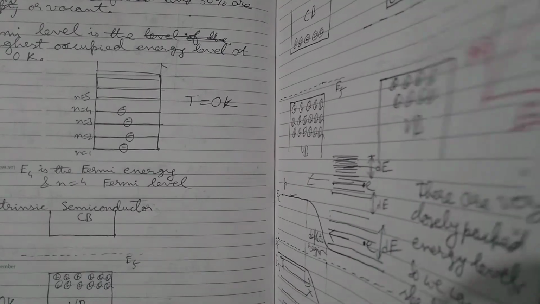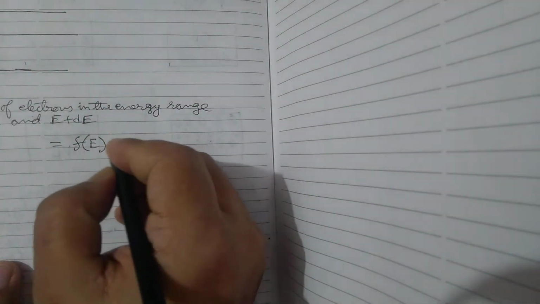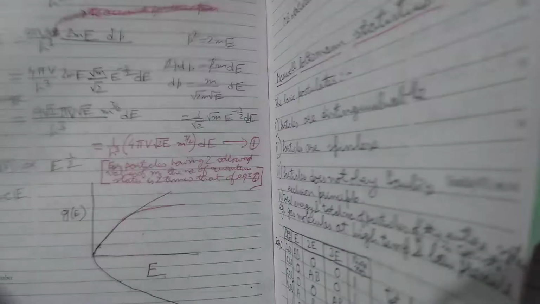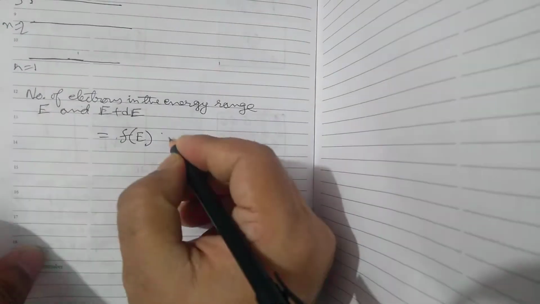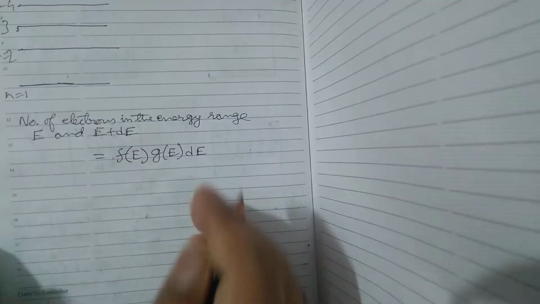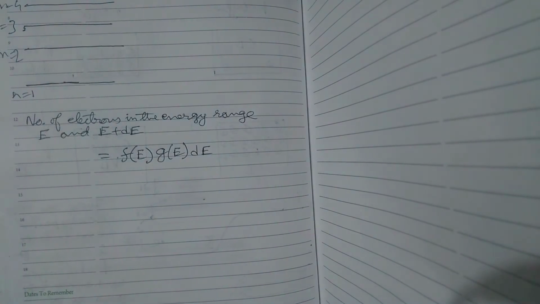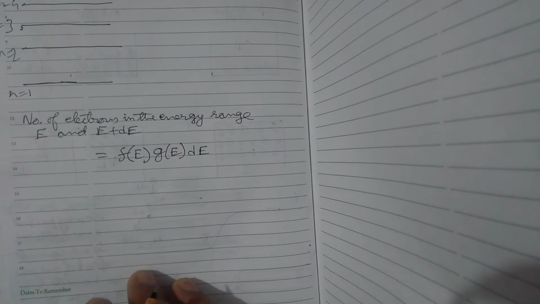So this will be F(E) into G(E) dE, that is the density of states. What was the convention I had used about density of states here? G(E) dE. Okay, F(E) into G(E) dE. You can use N(E) also, no problem. So this is the number of electrons in the energy range E and E plus dE.